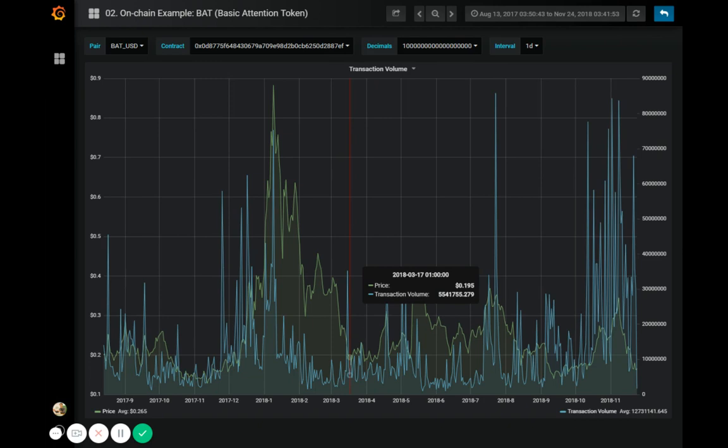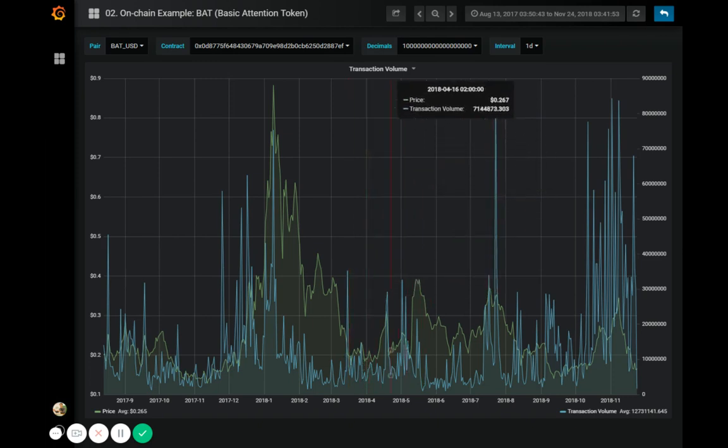Now, transaction volume isn't really a strong price indicator, or it's at least not as strong of a price indicator as some other metrics that we have, but it can still be used pretty effectively when you're doing any sort of detailed midterm analysis, or just along with other metrics to explain certain events.